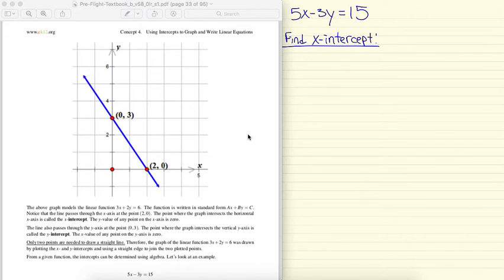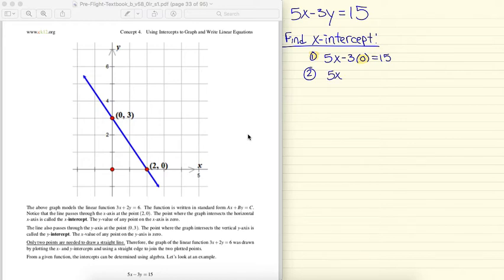Step 1, remember, is to plug 0 in for y. So I'm going to do 5x minus 3 times 0 equals 15. So that's step 1 of plugging 0 in for y. This is what that looks like. Now, step 2 is to solve for x, and that's going to be this process we go through next.